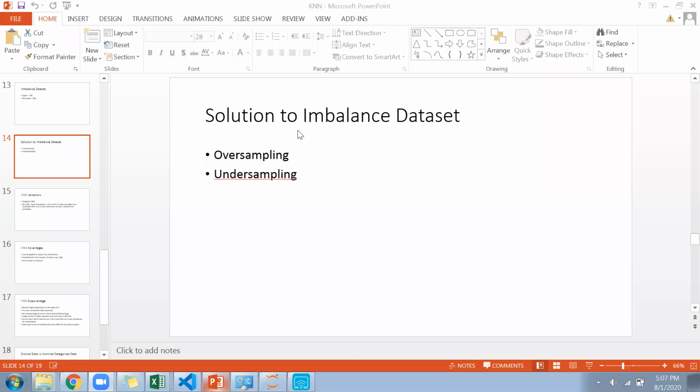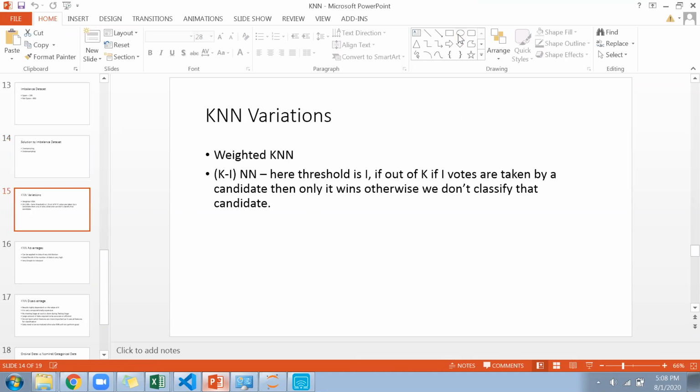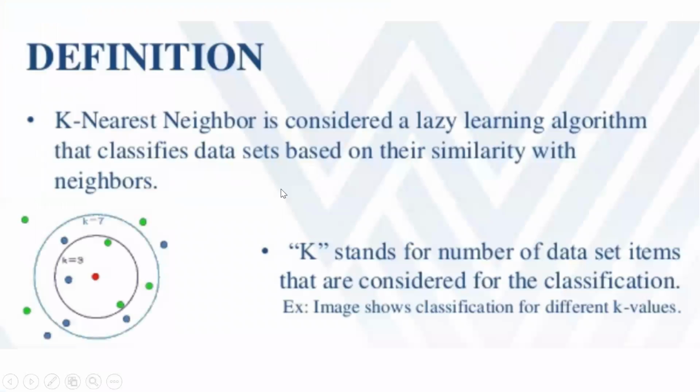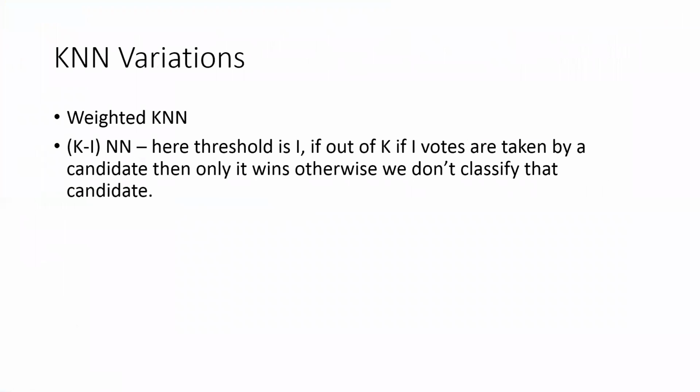This oversampling and undersampling, when will we use them, and why do I need that? These things are required if my data set is not balanced. That's what I told you last time, so no problem. We'll also see that there are some variations of KNN.